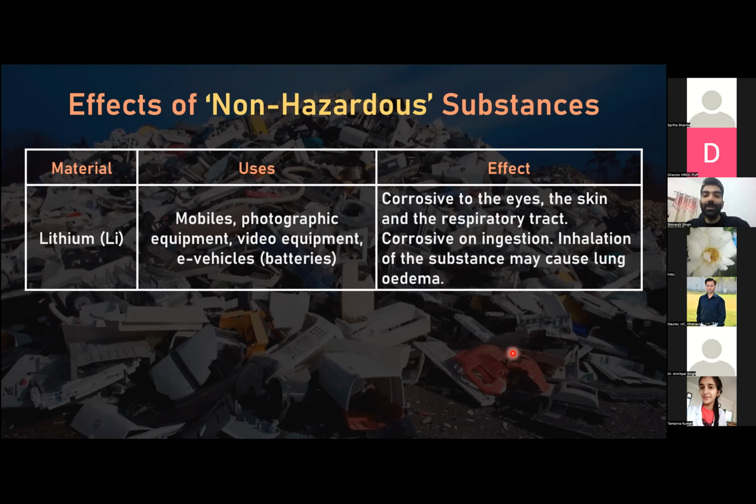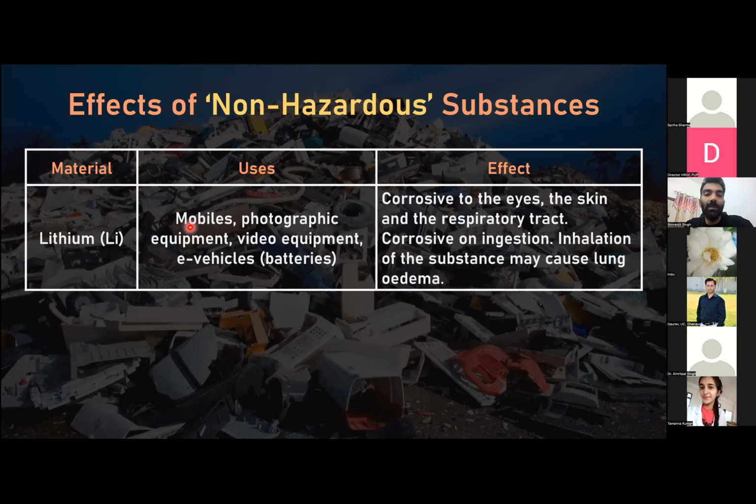Okay, so one non-hazardous substance which I want to talk about is lithium, because now lithium is becoming very, very popular in your mobile phone batteries, your e-vehicles. All of them are moving towards lithium-ion batteries. So we need to understand what are the uses and the harmful effects of lithium also, because just because it is non-hazardous, and I've put it in inverted commas also, it doesn't mean that it doesn't have harmful effects. Lithium also needs to be disposed of very carefully.